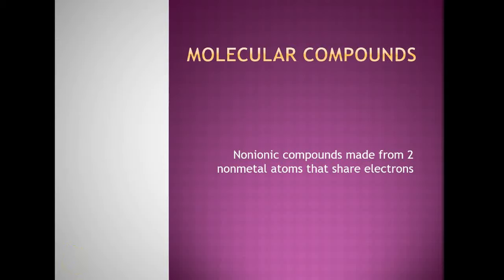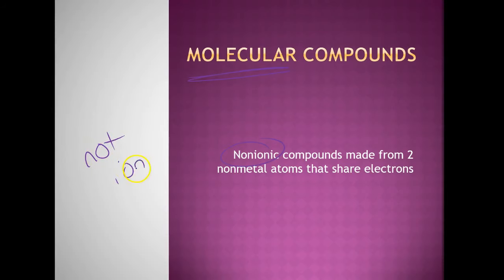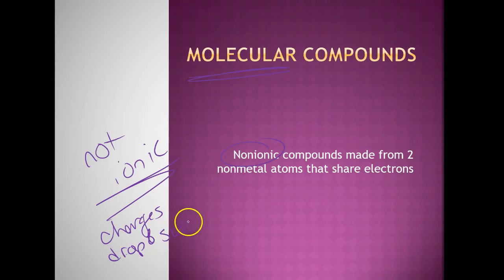Okay, so our last thing for nomenclature involves something called molecular compounds. They are not ionic. Everything we've done up until now has been ionic. That means they have charges and they drop and swap. These, because they are not ionic, do not have charges and they do not drop and swap. That is really important to distinguish between them, okay? They are made only from two non-metal atoms and they share electrons. Ionic, they transfer.